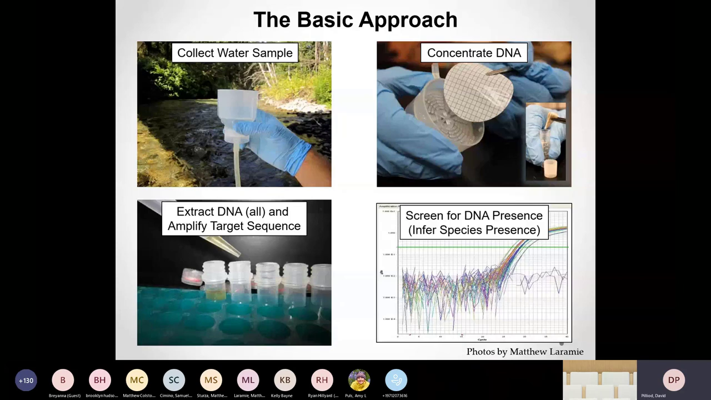There's efforts to look at the quantity of DNA and what that means for inferences about species relative abundance. We're going to cover the first three blocks there. So collecting the water sample, concentrating the DNA, and extracting the DNA today. And then eDNA 201 and 301, we'll touch on that last box.